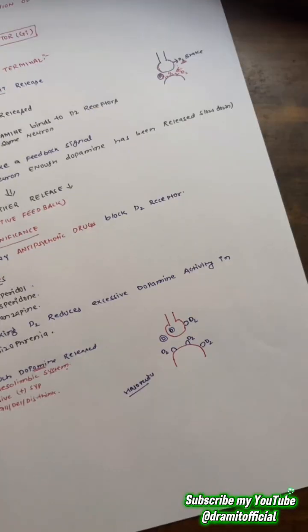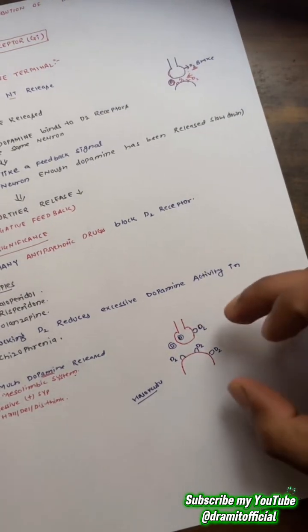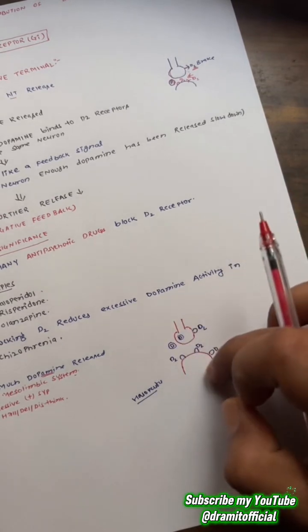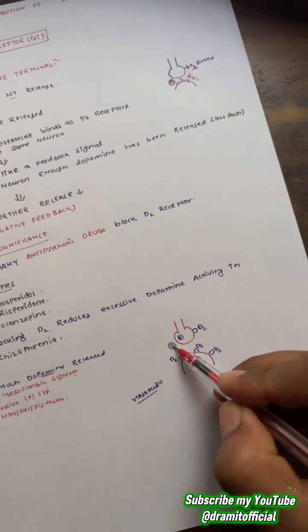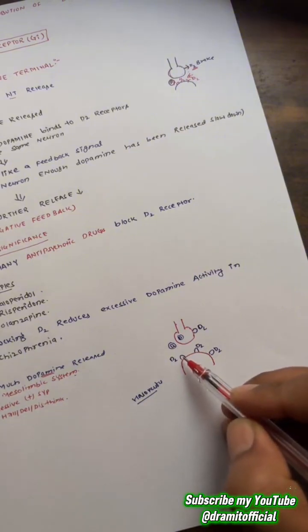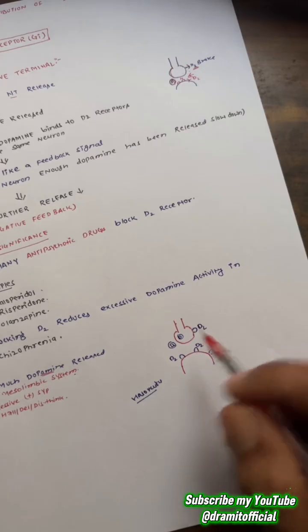Now let's understand with this picture. Suppose this is a presynaptic terminal and a postsynaptic terminal of a schizophrenic person. More and more dopamine is releasing and more effect will come. If more effect comes, then it increases the symptoms of schizophrenia.